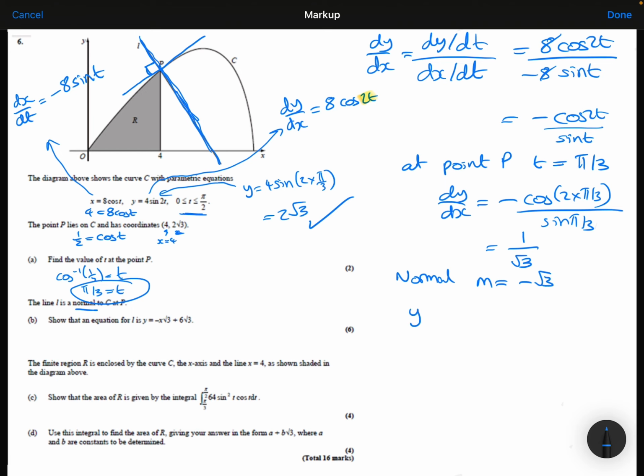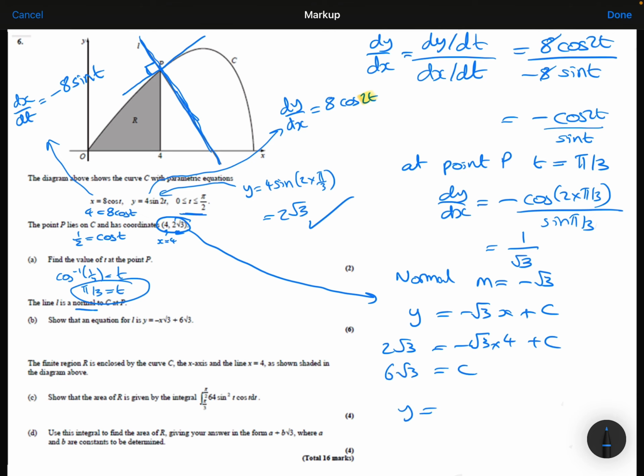We can now do y equals mx plus c. We know it's going through the point P. So let's substitute our y in and our x. And we find that c is going to be 6 root 3. So our equation then is y equals minus root 3 x plus 6 root 3, which was what we needed to show. So that's part B.